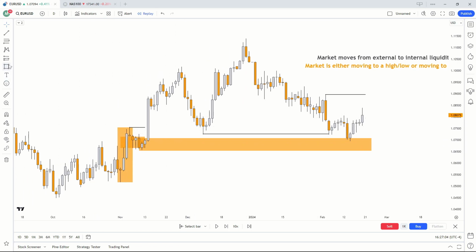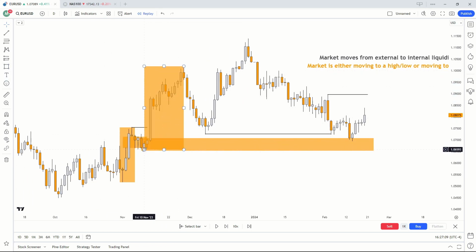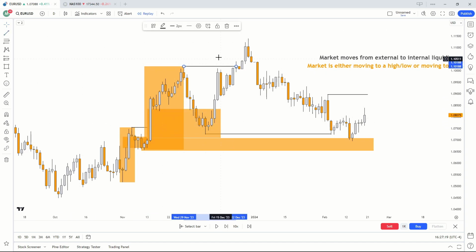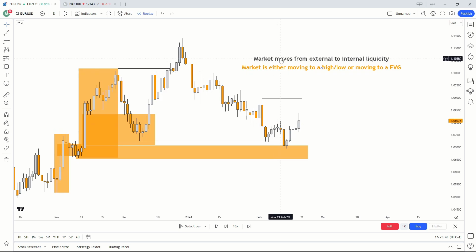What do we do again in this range right here? We leave a fair value gap. This is the low of the range. This is the high of the range. We have this big fair value gap, which market comes and takes. What do we do next? We come and take this high. The point simply being, market moves from external to internal liquidity or internal to external liquidity.